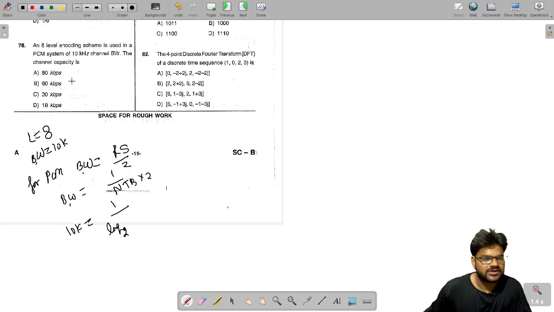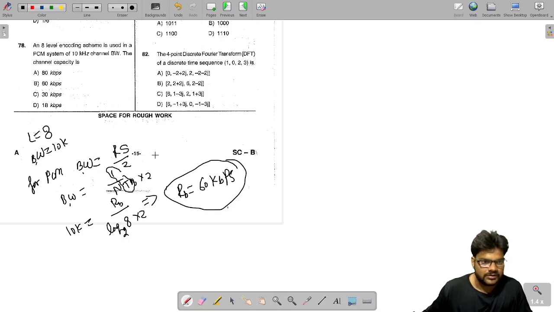In the question we are asked the channel capacity, which is Rb, asked in kbps. So 1 by log 2 8, then 1 by Tb. 1 by Tb is Rb, which is nothing but the bit rate. So channel capacity is asked in terms of bit rate, and we have to find Rb. So Rb by log 2 8 into 2, and from this you can find the bit rate Rb. Log 2 8 is 3, 3 times 2 is 6, 6 times 10 is 60. So this is going to be 60 kbps. So the correct option is B.